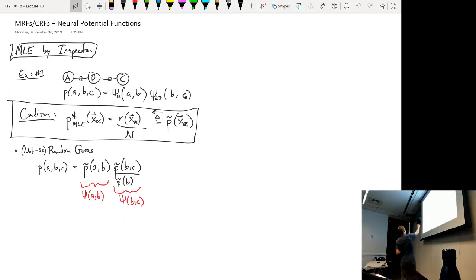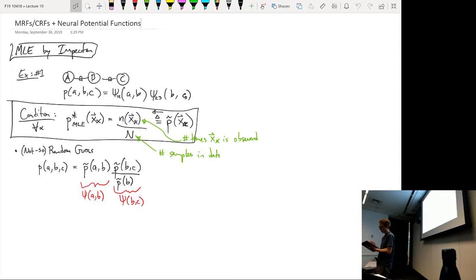So now we have some notion of what our potential functions are, and we can check whether the condition actually holds. What was the capital N thing? So this is the number of samples in our training data set. And this is the number of times X alpha is observed in that same data set. X alpha is the assignment to some particular set of variables. I left out the crucial thing here, which is for all alpha and all x alpha, this has to hold for any maximum likelihood estimates.